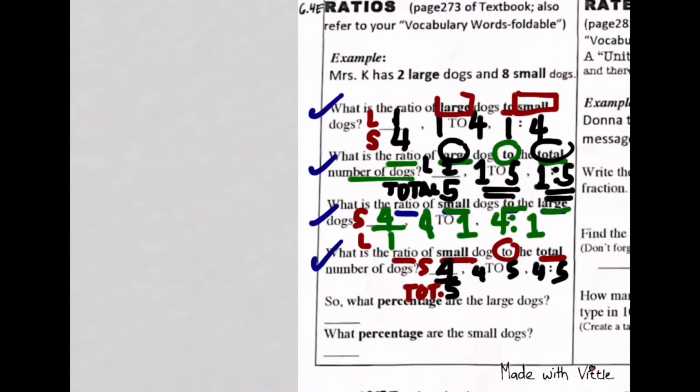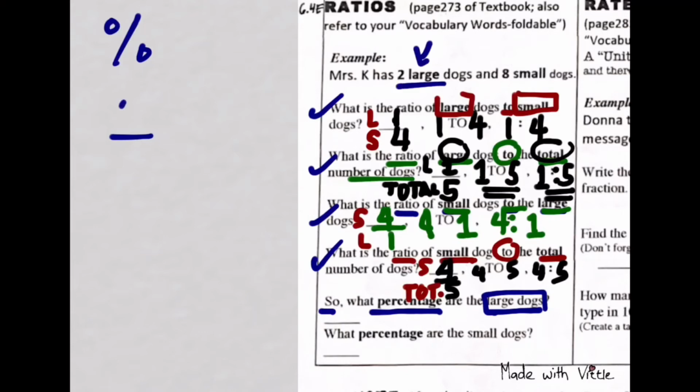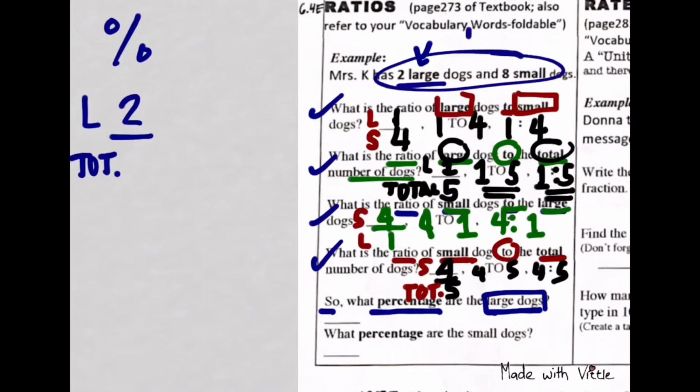The next question is, so what percentage are the large dogs? If we want a percentage of something, isn't it that we have to write down first a fraction so we can change it to a decimal and then to a percent? They want the percentage of large dogs. You know the number of large dogs is 2. So we have to write it as a numerator on our fraction. And as a percent, we need the bottom number to be the total number. The total number of our dogs is 10. So it should be 10 here.